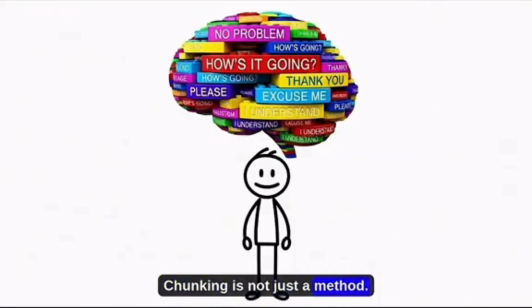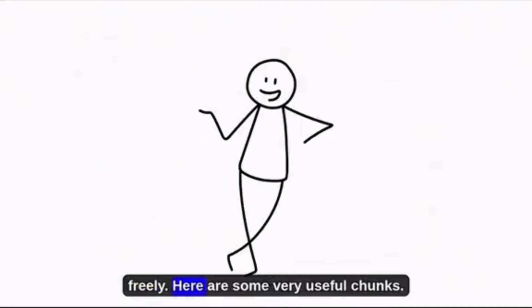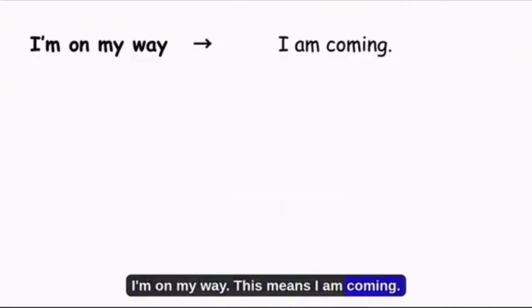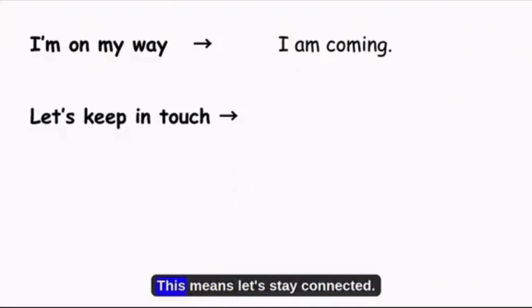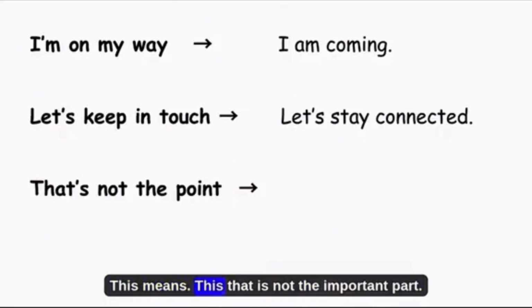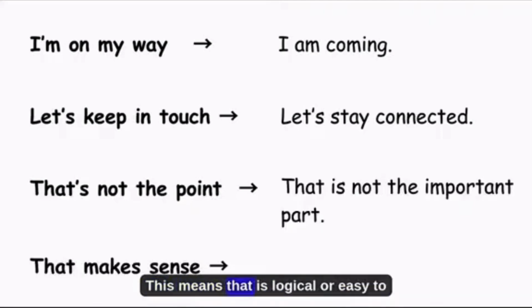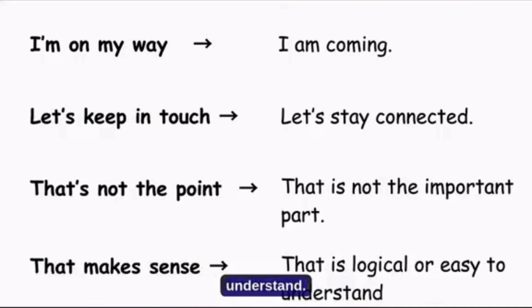Chunking is not just a method. It is a way of thinking in English. It helps you stop translating and start speaking freely. Here are some very useful chunks. I'm on my way. This means I am coming. Let's keep in touch. This means let's stay connected. That's not the point. This means that is not the important part. That makes sense. This means that is logical or easy to understand.